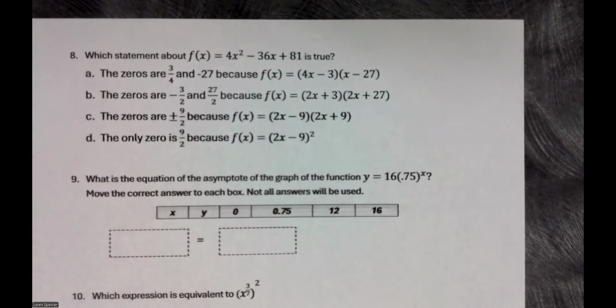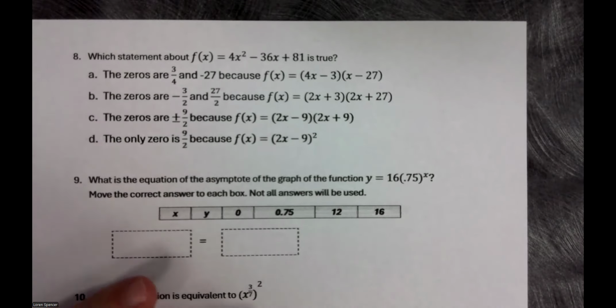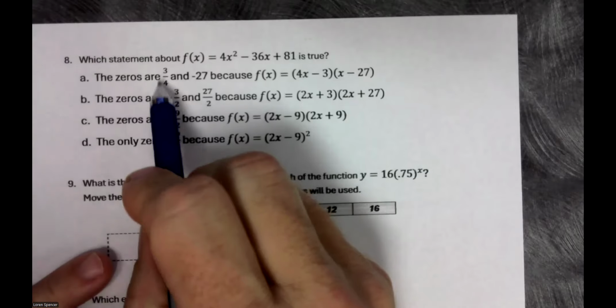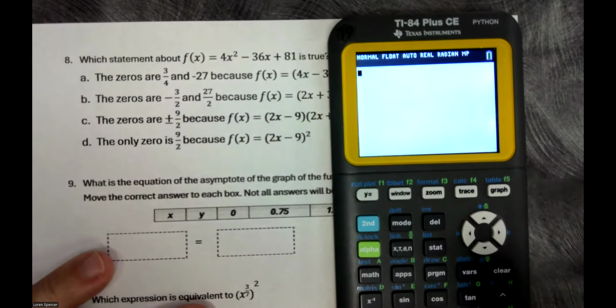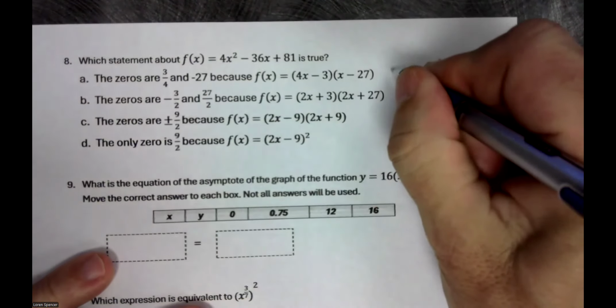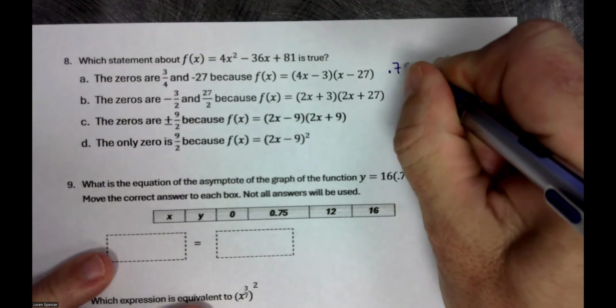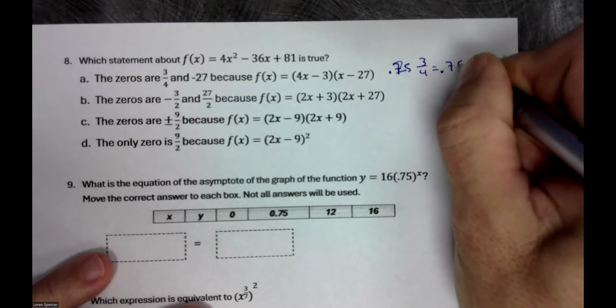All right, moving on. Number 8. Which statement is true? Okay, first off, we're going to use some Desmos here, but once again, Desmos and fractions, it turns them into decimals, and so you need to turn these values into decimals. So let's do that. 3 divided by 4, 0.75. So 3/4 equals 0.75. We need to know that.